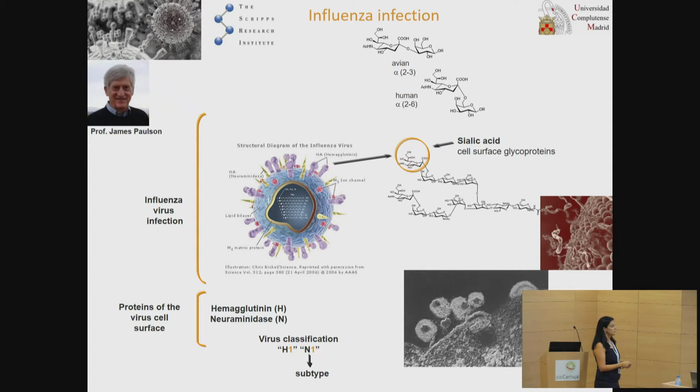What is very interesting is that the virus that infects humans, the ones that are dangerous for us, recognizes sialic acid attached to galactose in an alpha-2,6 linkage. In contrast, the virus that infects birds, the avian virus, recognizes sialic acid attached to galactose in an alpha-2,3 linkage. It's a small difference, but it's very dangerous.